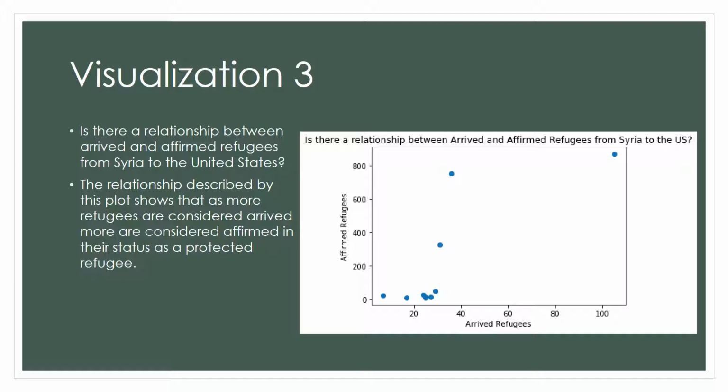The difference between affirmed refugees and arrived refugees is that affirmed refugees have recognition and documentation from the United States government to remain in the country, but arrived refugees are awaiting whether or not they'll be admitted to the country. This graph shows that the more arrived refugees there are, the more affirmed there are, which is good for people escaping turmoil at home and finding a place to settle in the United States.